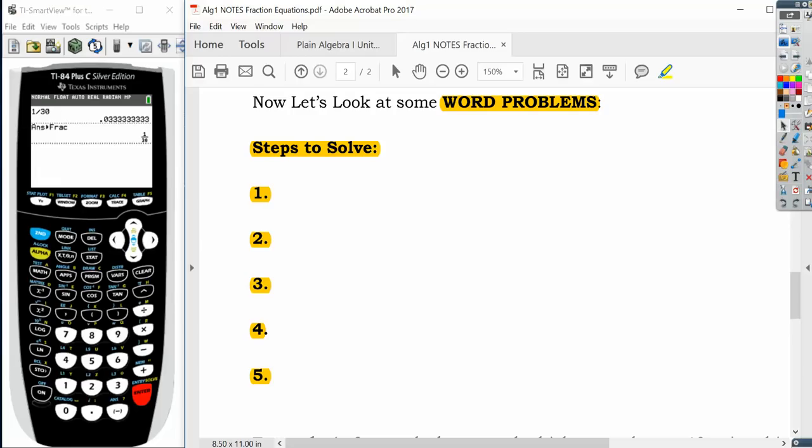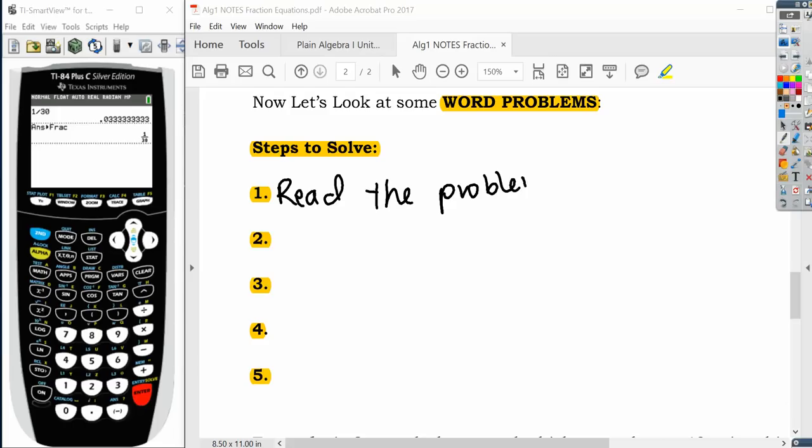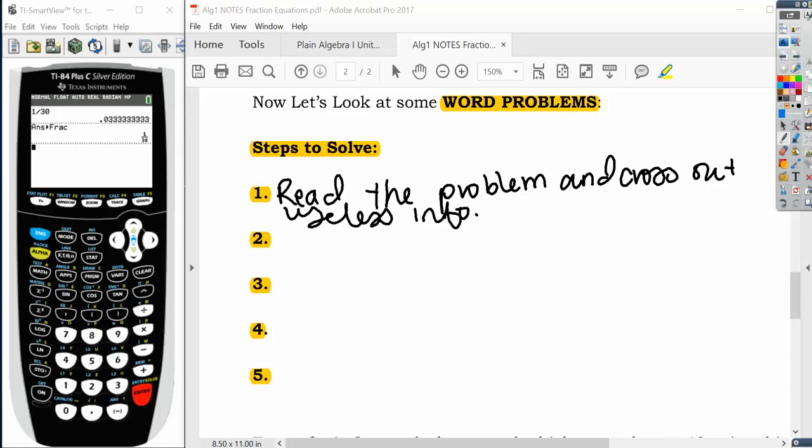Okay? Step 1 is I like to obviously read the problem and cross out useless information. They like to make word problems really long because they like to try to scare you. So there's always usually useless information in the problem. Okay, but not always if the problem's not long.